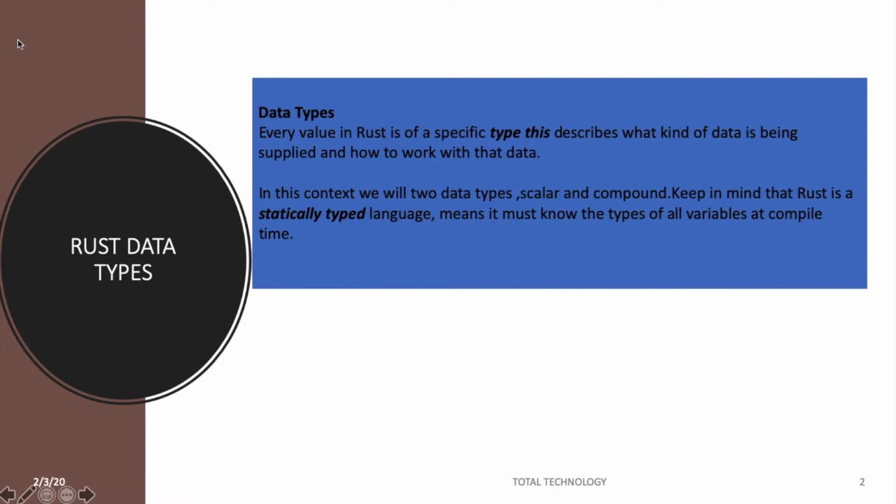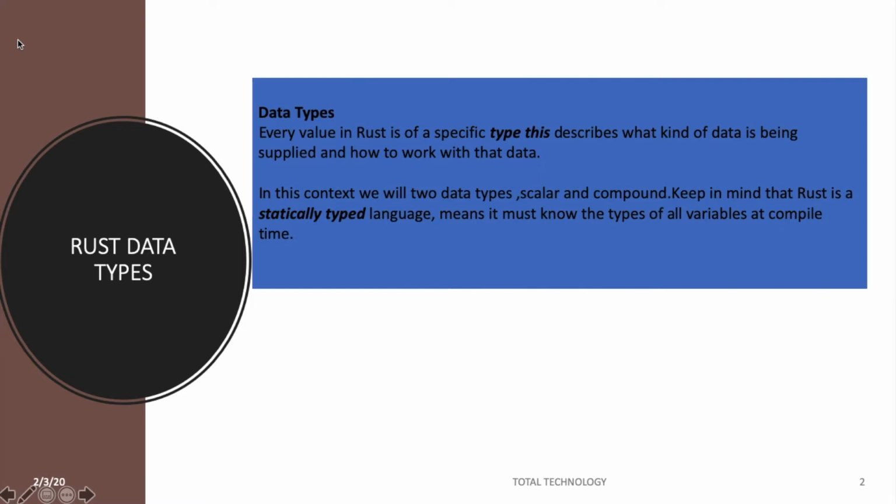So every value in Rust is of a specific data type. If you see the slide, you will clearly understand. Every value in Rust is of a specific type, and this describes what kind of data is being supplied and how to work with it. In this context, we'll use two data types: one is scalar and one is compound.